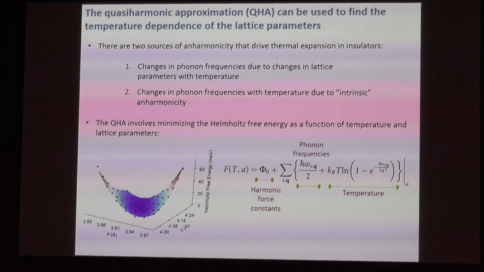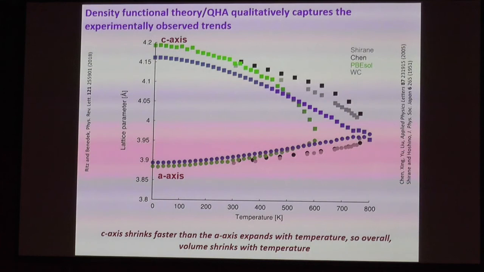Okay, so this is now showing data from our calculations for two different functionals, and both of them do a reasonable job of qualitatively capturing the trend in the lattice parameters as a function of temperature. We chose to do the rest of this work with the Wu-Cohen functional just because it does a bit better job of capturing the structural trends. Not surprisingly, that's kind of what it was designed for.